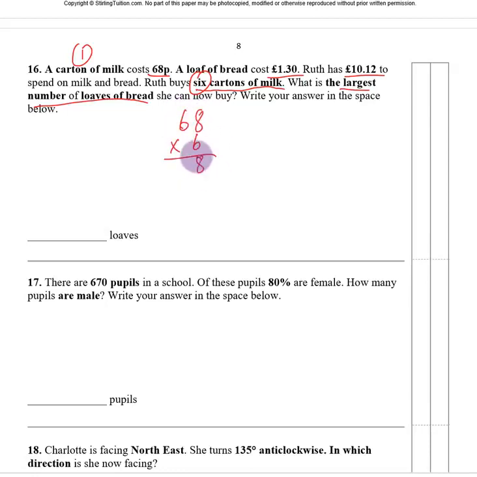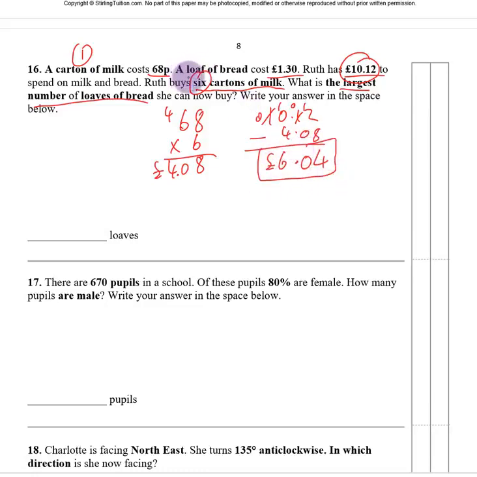So 8 times 6 is our 48. Then 6 times 6 is 36. Add 4 gives me 40. So she spends £4.08 on the milk. So we need to subtract that from this to see how much money she's got left to spend on the bread. So let's take away this. 2 take away 8 you cannot do. 12 take away 8 is 4. 0 take away 0 is 0, and then 0 take away nothing we cannot do. 10 take away 4 is our 6. So she's got £6 and 4p to spend on bread.